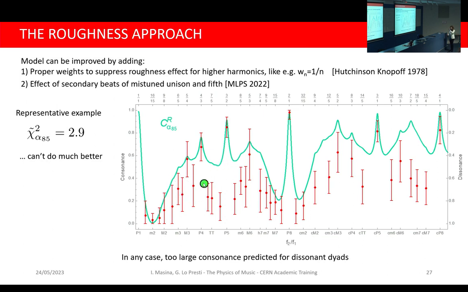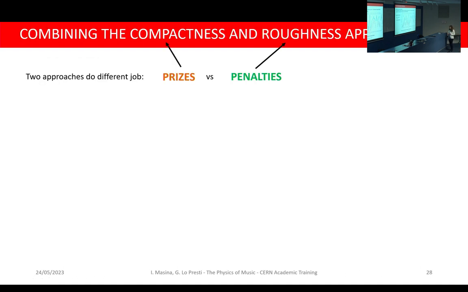So this is stable over adding more harmonics, and there is the effect of the mistuned fifth and octave, which is this 8-5 strange notation we introduced. The chi-square is 3, and it's difficult to do much better playing with the numbers associated. So you see, it's better, but in any case, there are two large consonances predicted for dissonant dyads again. So there is something which is not really satisfactory at the end. I mean, the discovery of hot water.